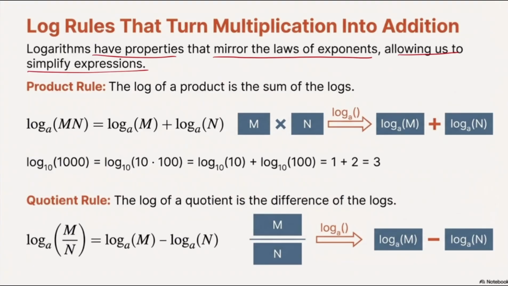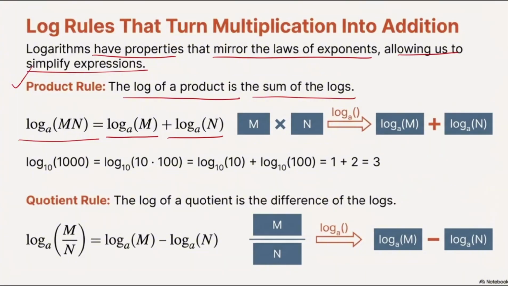First of all, let's talk about the product rule. It means that the log of a product is the sum of the logs. What does that mean? Imagine that I have the log of m times n with the base of a. I can write it as log of m with the base of a plus log of n with the base of a. So m times n is converted to a sum like this.